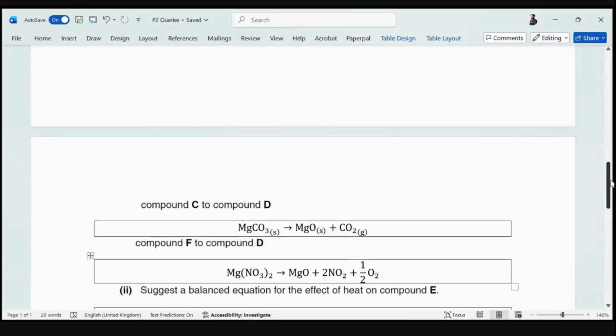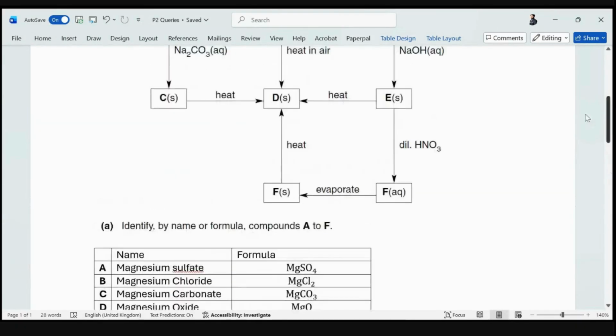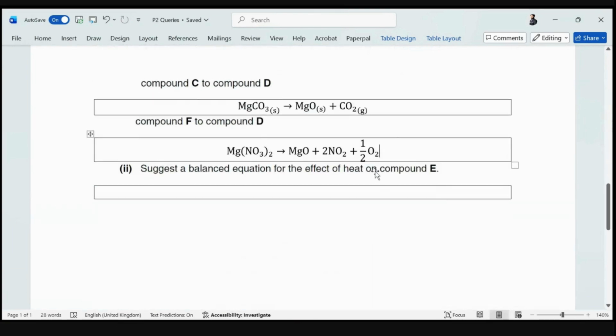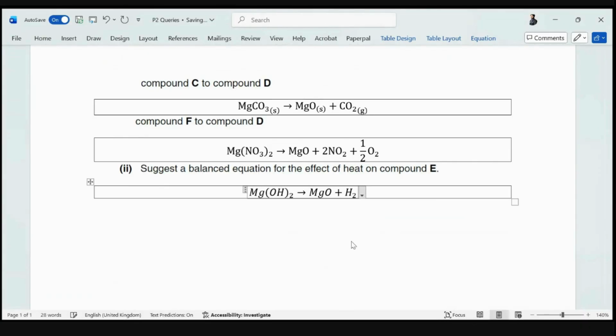On heating, the effect of heat on compound E. E was hydroxide. When you heat the hydroxide, what does it give you? It gives you magnesium oxide and water. Is this balanced? Do we need to balance it? Is this clear now?